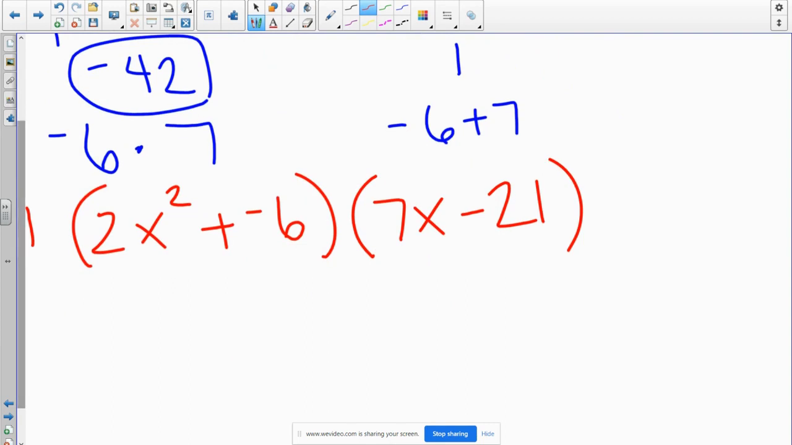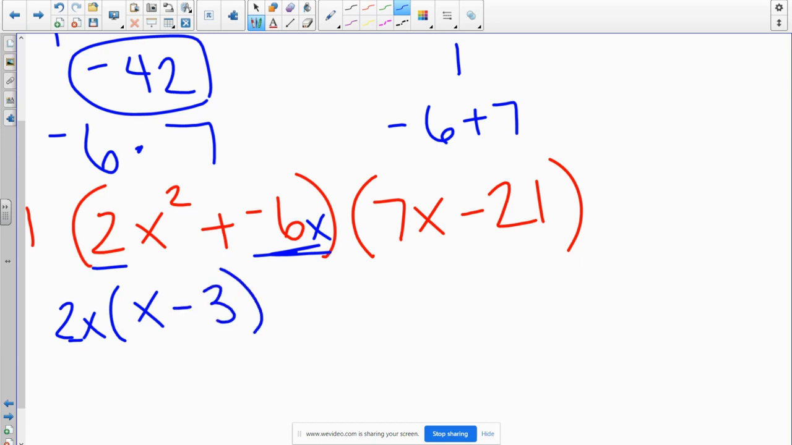Okay. So then you're going to look for the greatest common factor out of each one. So I have a 2 and a negative 6, so my common factor is 2. And then that's going to leave me with, oops, I forgot my x on that one. That's why I'm so confused. 6x, because these have to make 1x. So I have to factor out the 2 and the x, which would leave me with x, because 2x squared divided by 2x is x, and then negative 6x divided by positive 2x is going to leave me with a negative 3. Over here, common factor is 7, so I'm going to factor a 7 out.